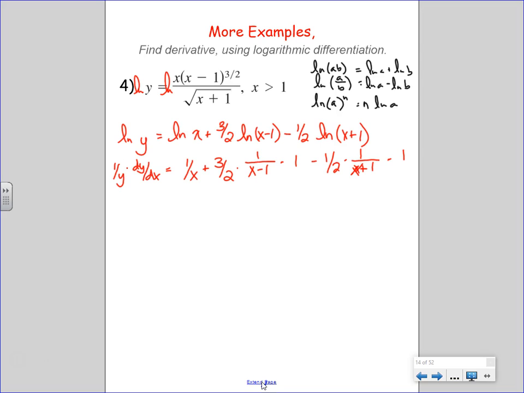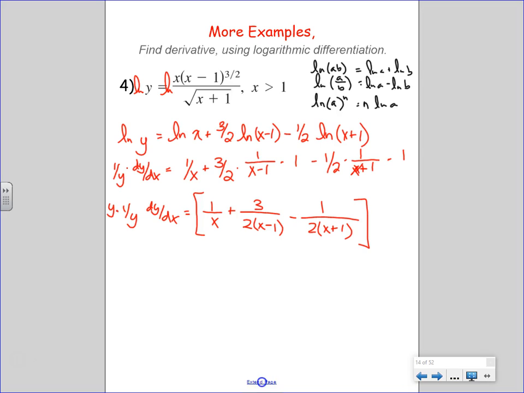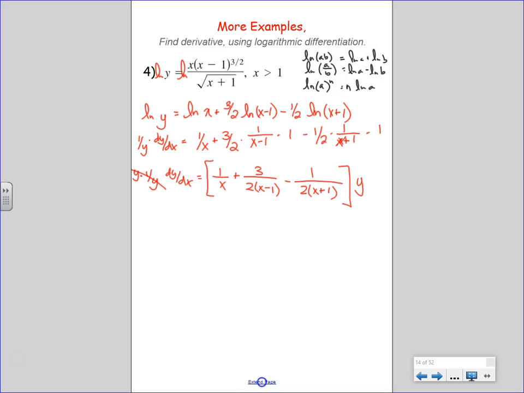Not bad. So we end up with 1 over y dy dx is equal to 1 over x plus 3 over 2 times x minus 1, minus 1 over 2 times x plus 1. I'm putting a big old huge bracket, because what am I preparing to do? Get dy dx alone. But we're not going to stop there, even though we're lazy.